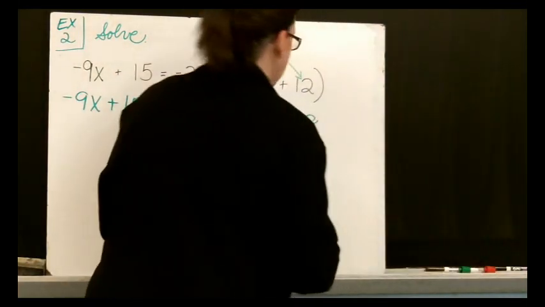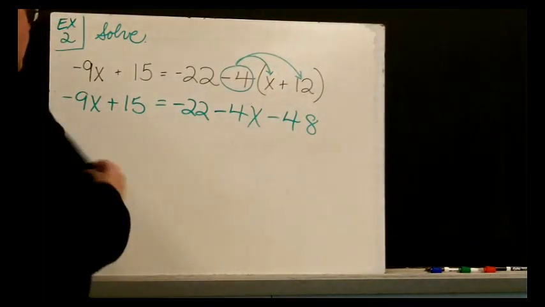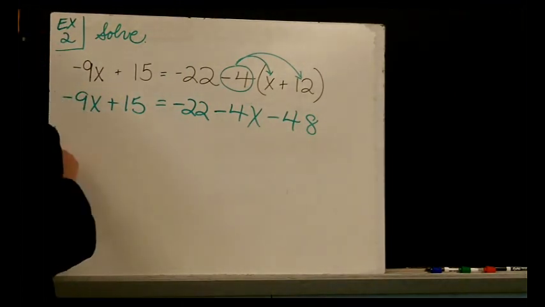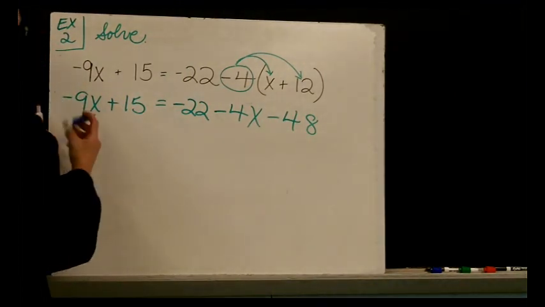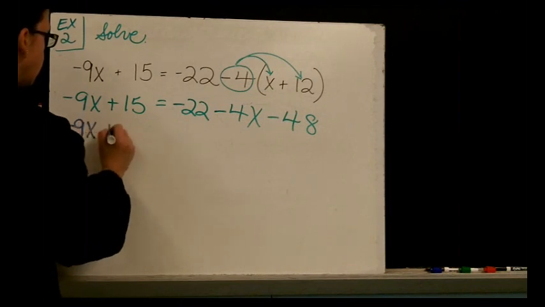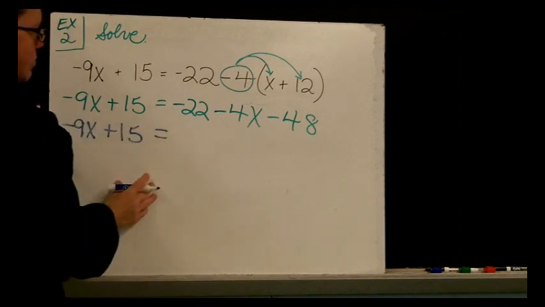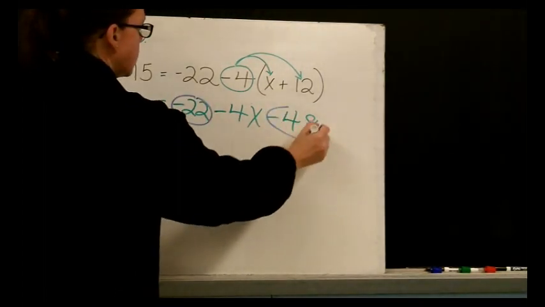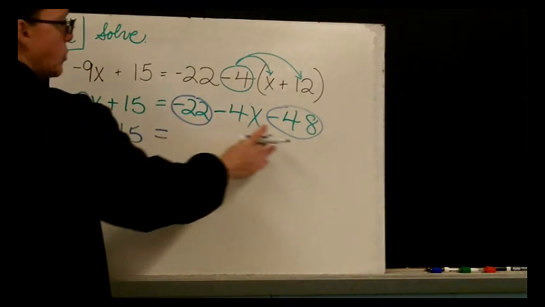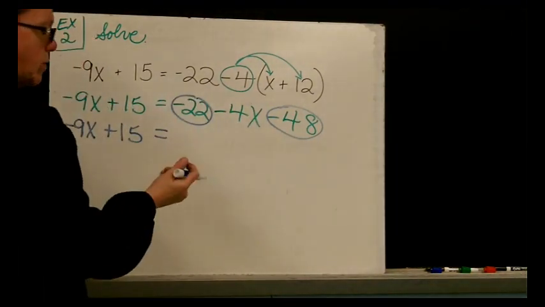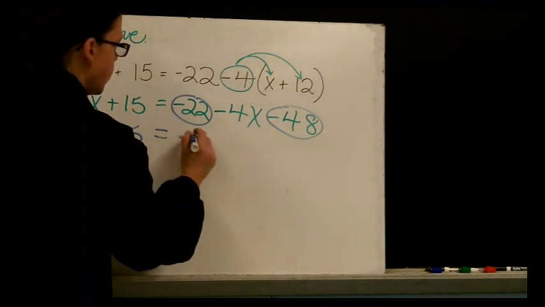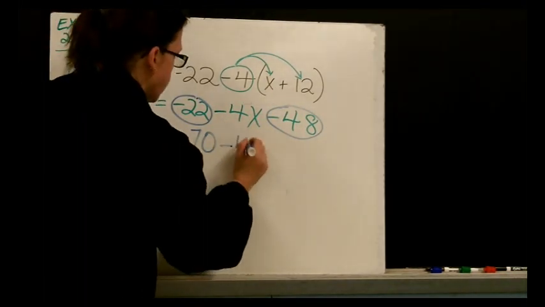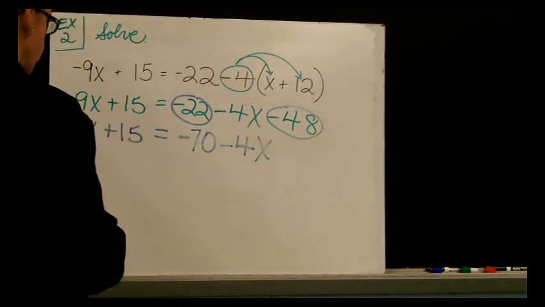So now we have to do some combining of like terms and shifting around. Now I see I have 3 terms over here. So again, I'm just going to leave this negative 9x plus 15 alone. And what I see here is I recognize that I have like terms. I have 2 constants here, a negative 22 and a negative 48. So I'm going to right away combine those, and together they make a negative 70. And I'll bring down my variable term, negative 4x.